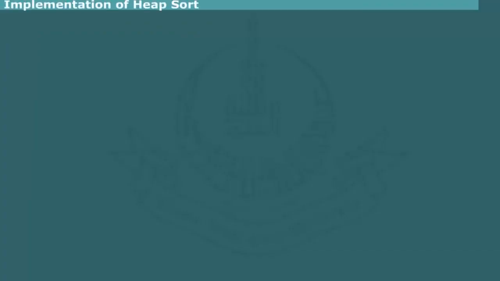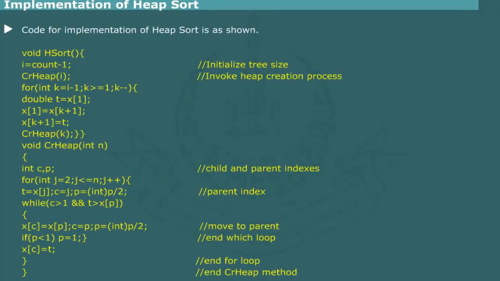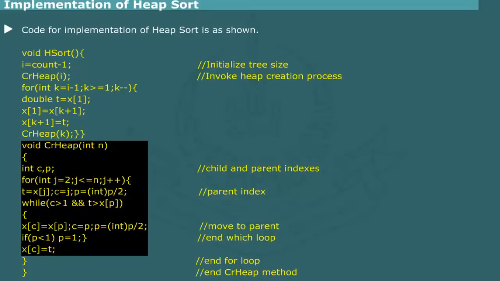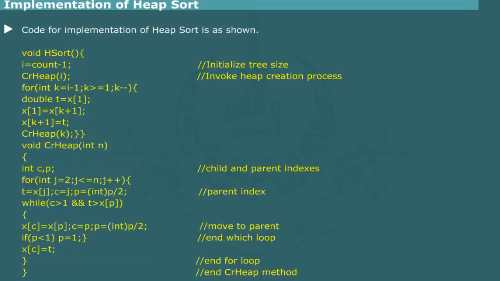Implementation of heap sort. The code for implementation of the heap sort procedure is shown in the figure. It contains two methods named hsort and crheap. The function hsort is called by the user program. It sets the size of the array, then invokes the crheap heap creation method. The crheap converts the binary tree into a heap. The size of the tree is passed as an argument to crheap.